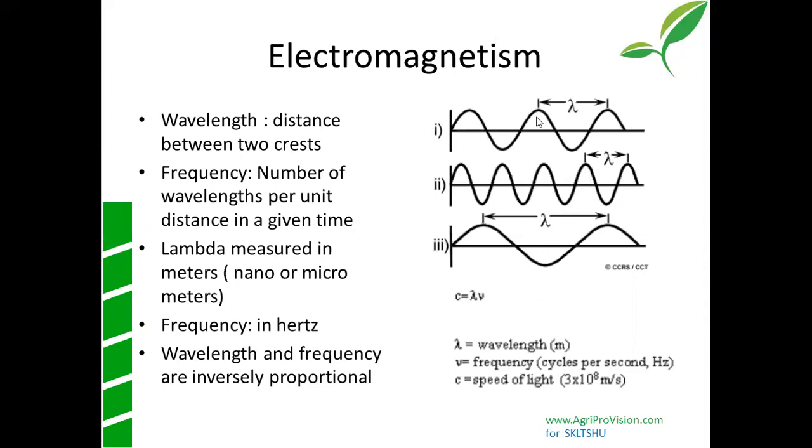What is frequency? It is the number of waves in a given time. For example, in 1 second, how many waves are coming out is the frequency. The wavelength is the distance between one high point and the next high point, what we call crests and troughs. Troughs are the ones which go down, crests are the ones which come up. The distance between successive crests is your wavelength. Everybody has been through this in 10th and intermediate standards.